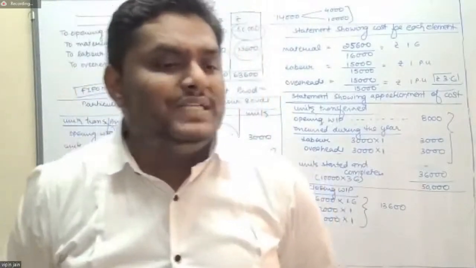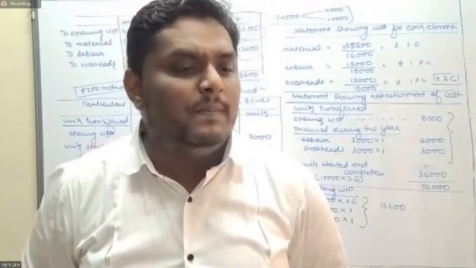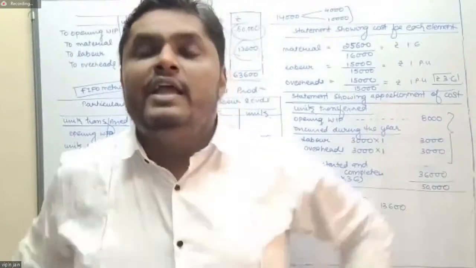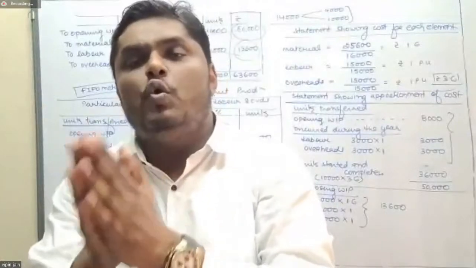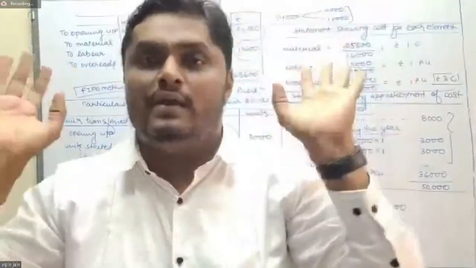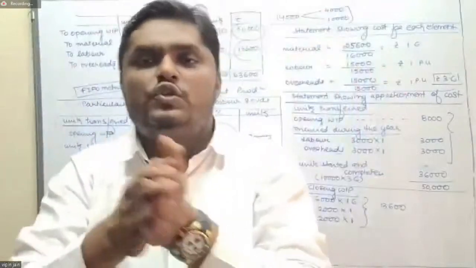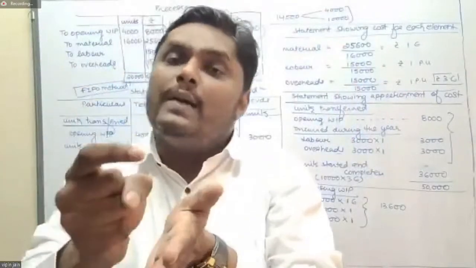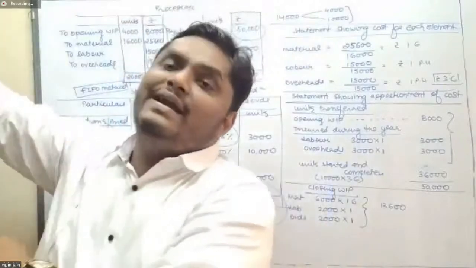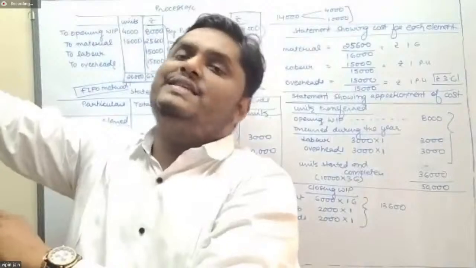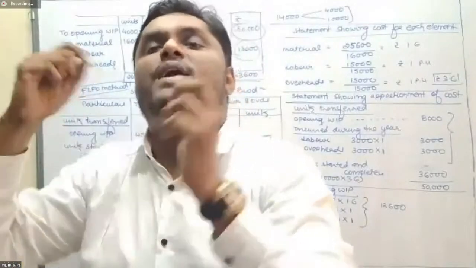Vrinda Agarwal asks, sir, what is the meaning of material 100% complete and labor 33% complete? It means that whatever the material cost is in relation to closing work in progress, it is already incurred. As far as labor and overheads are concerned, they were only completed till 33.33%. The balance work will be completed next year. That is 66.667% work will be completed next year.